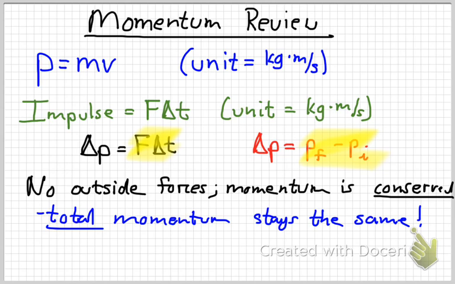If you don't have any forces acting on a system of objects, such as two cars on a track, then the total momentum is conserved. That means that the total remains the same. The momentum that you begin with before a collision or explosion has to equal the momentum after the collision or the explosion. So again, we use that to analyze collisions and explosions.